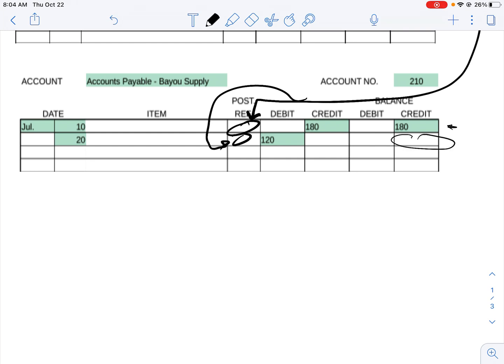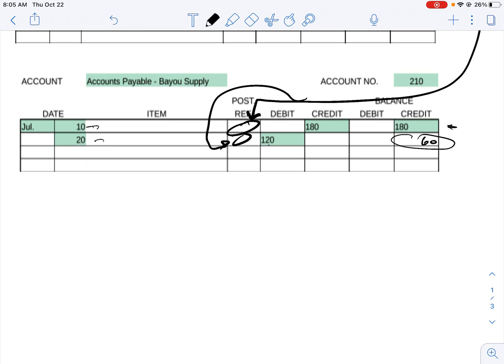So how do we figure out the balance? Well, the long way about it is, we bought something on account from Buy Use Supply on July 10th, as it's stated here. Now on the 20th, we are paying them 120 of the 180. So basically, we have a $60 balance left. That's what we need to make sure our balance says, $60. Now, that's the easy way of doing this.